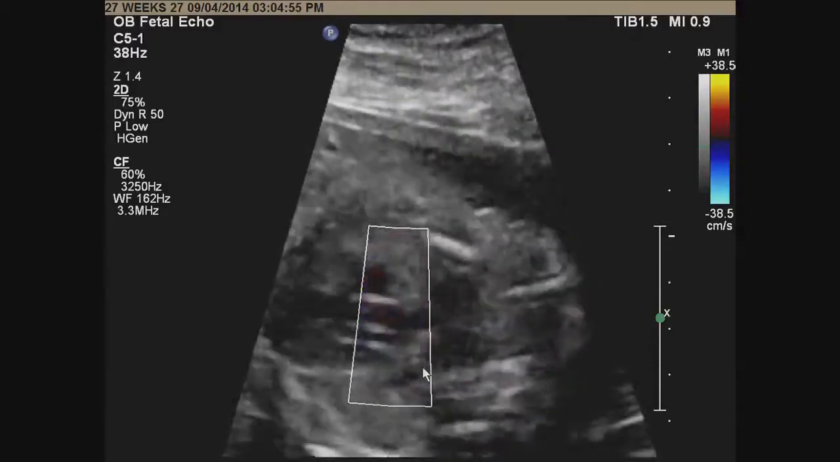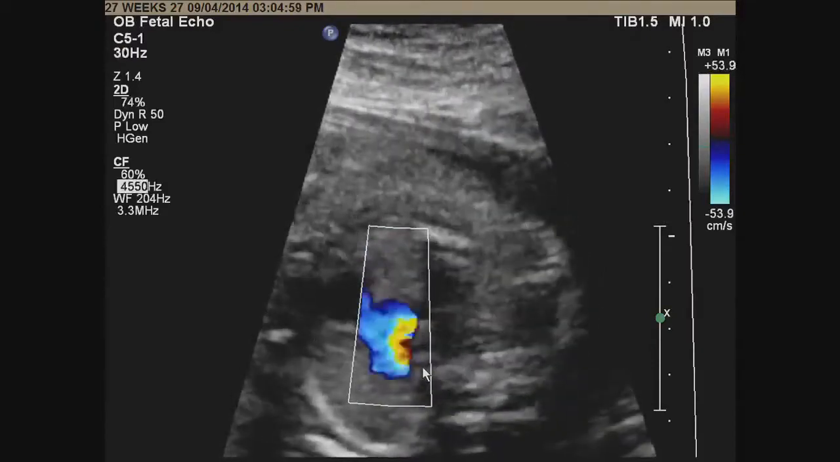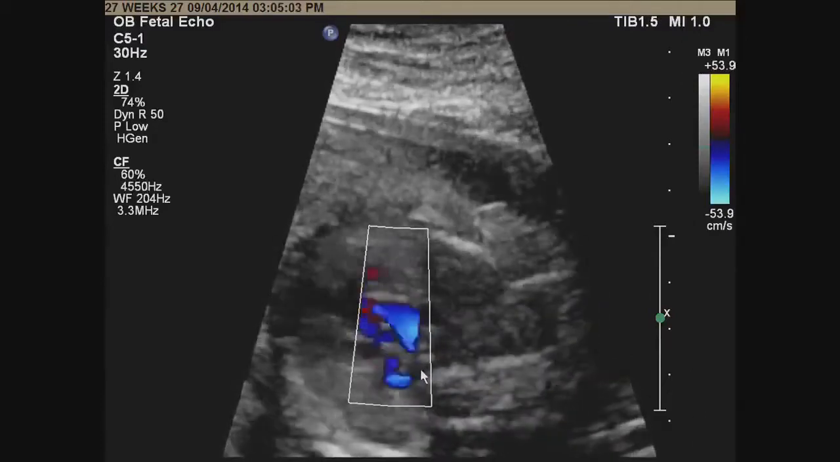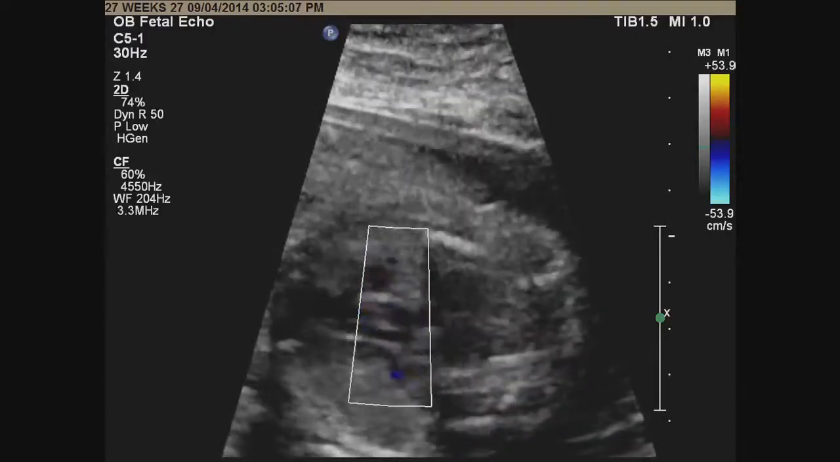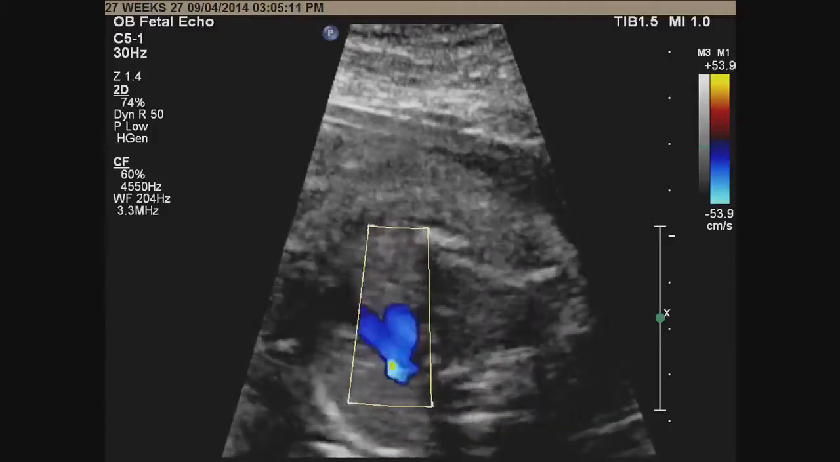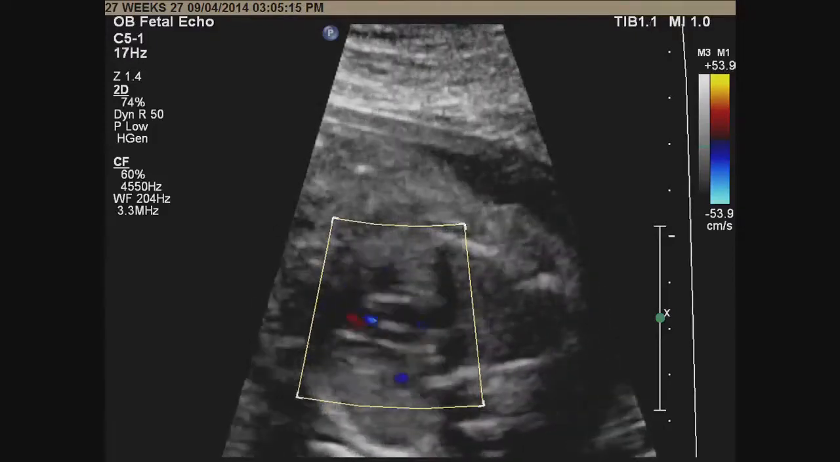I'm going to increase the PRF a little bit here, because the flow is a higher velocity in these vessels. And maybe I'll make the box just a little bit bigger, just to give a perspective of where I am. So here you have to see blood flow in similar directions between the ductal arch and the aortic arch.